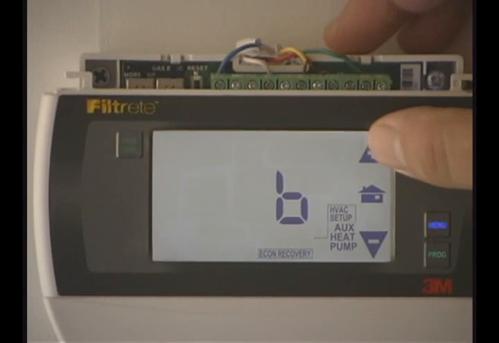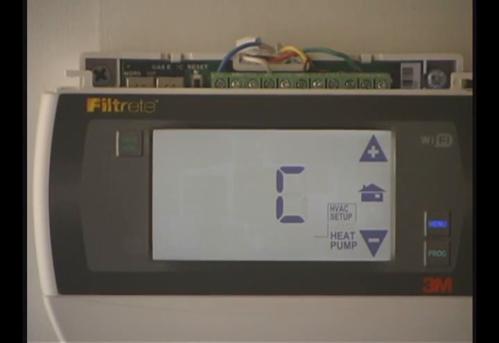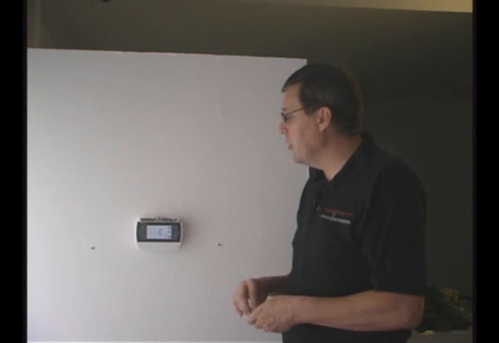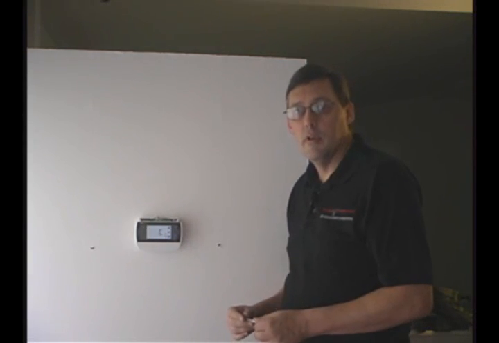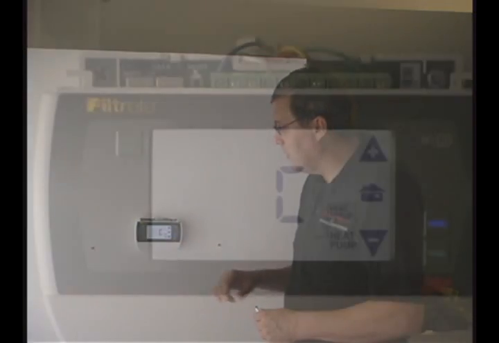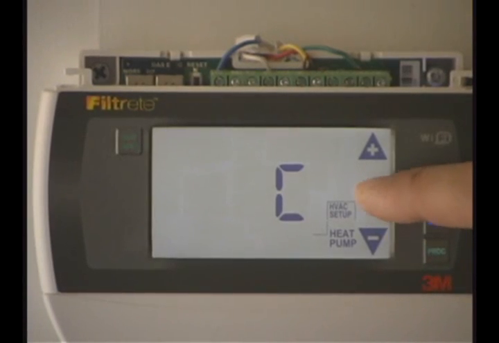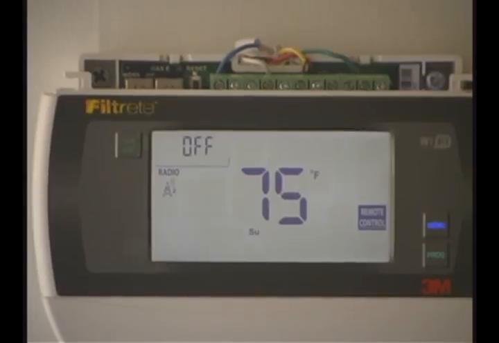Now, if we press it again, we see we have a C, and it just says heat pump on there. That's for the people in Florida and Texas where it doesn't get real cold, and they have a heat pump, but they have no auxiliary heat, meaning you have no W2 on yours. That's what a C would be. And after you get through selecting it, you simply press the home, and you're all set.